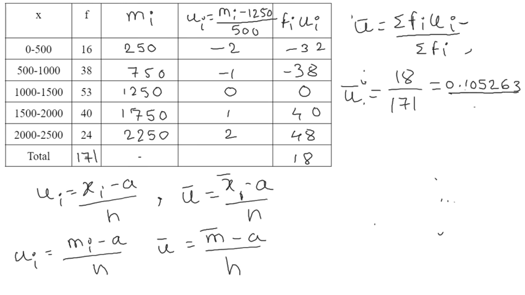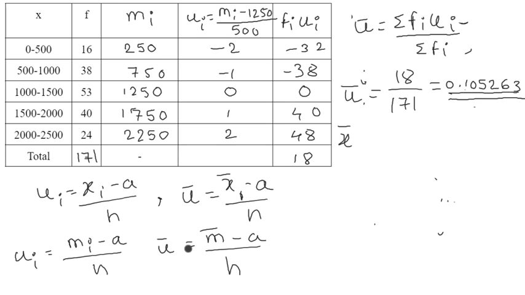So is this the final answer? Again, this is not the final answer, because this is the answer for u bar, but we want the answer for the original observation, that is xi's. We want the x bar. So what is the relation between x bar and u bar? How to find the value of x bar using u bar?